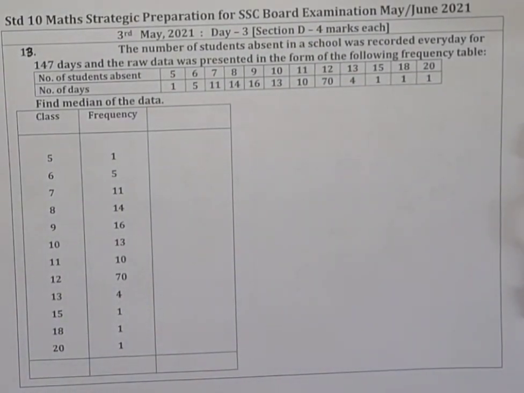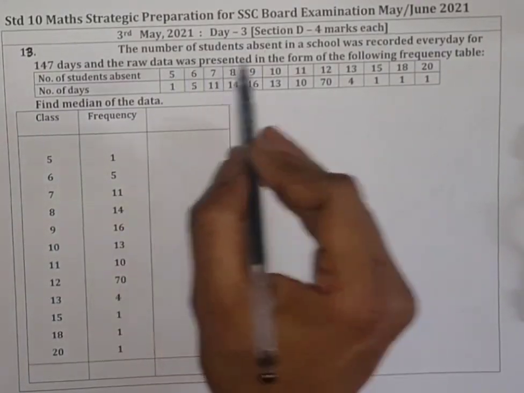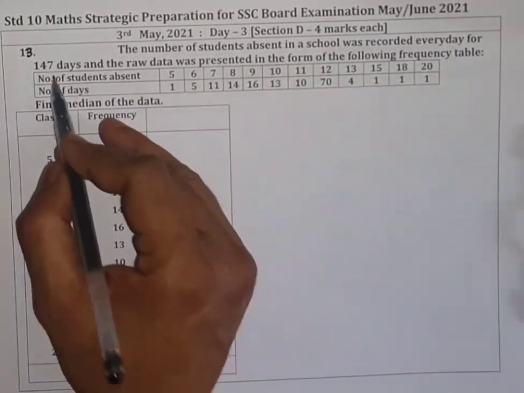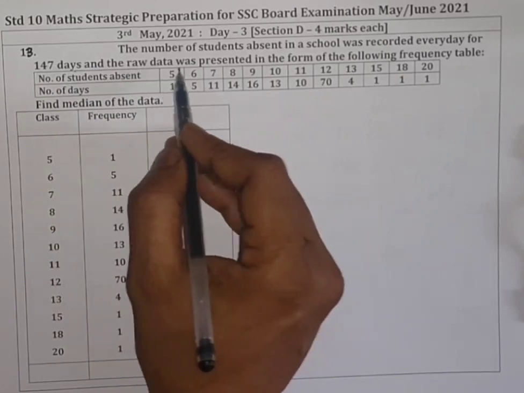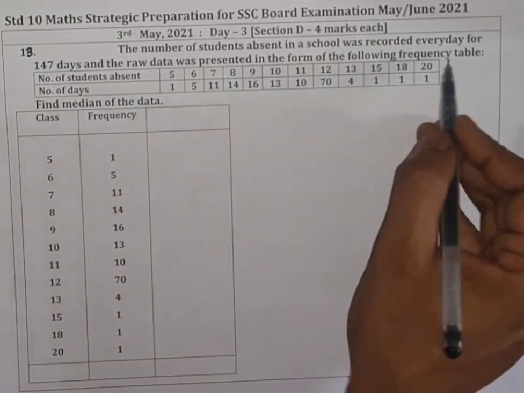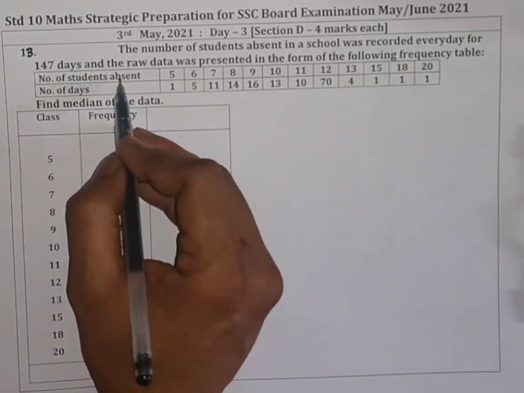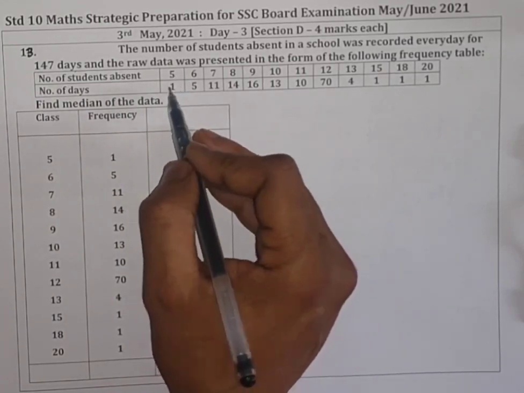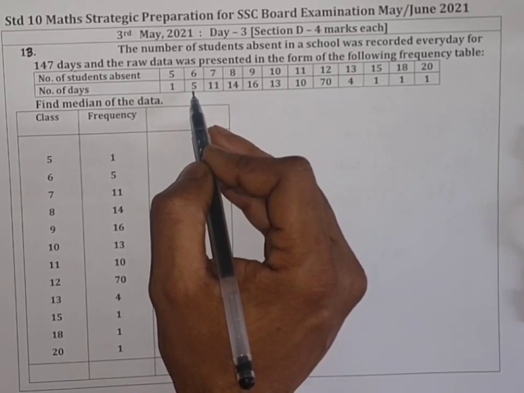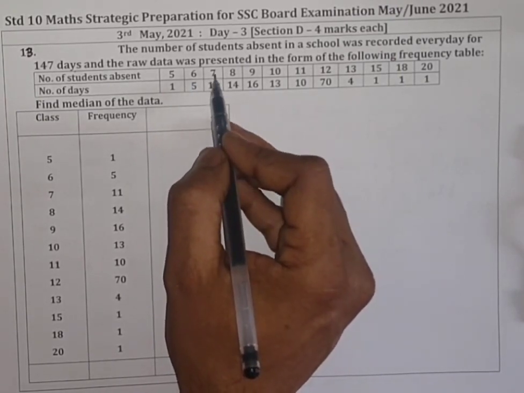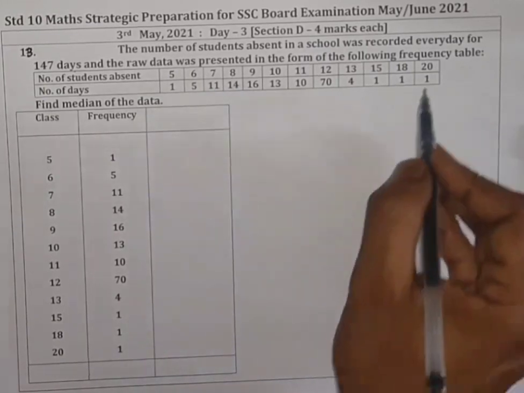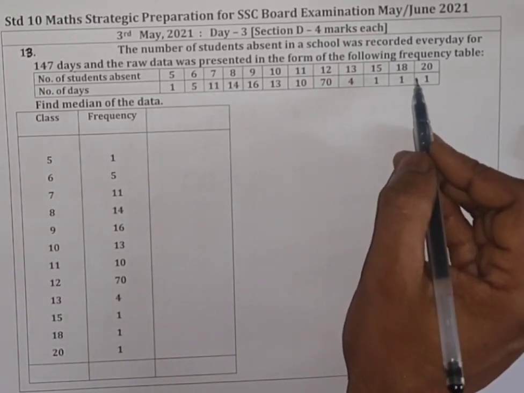The 13th one. Okay, it is interesting. The number of students absent in the school was recorded every day for 147 days and the raw data was presented in the form of the following frequency distribution. Number of students absent 5, number of days 1. 6 students absent for 5 days. 11 students remained absent for 7 days. 14 students remained absent for 8 days and so on. Only 1 student remained absent for 20 days.